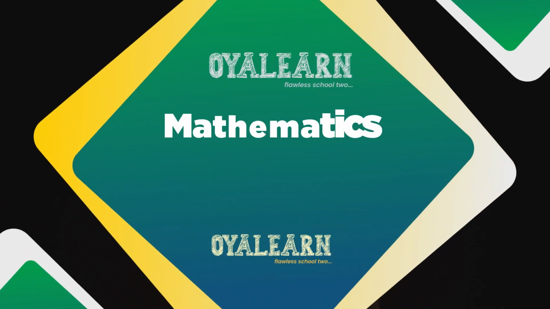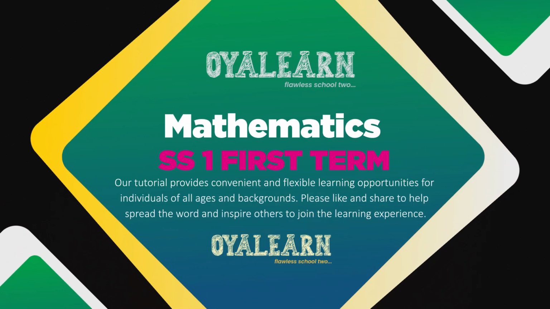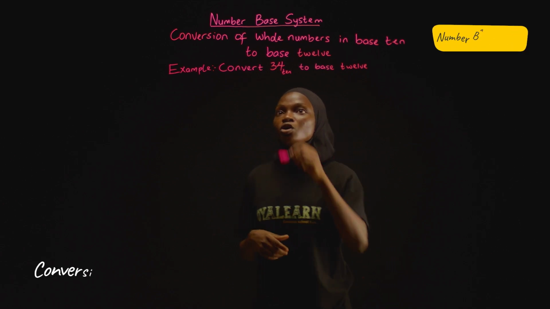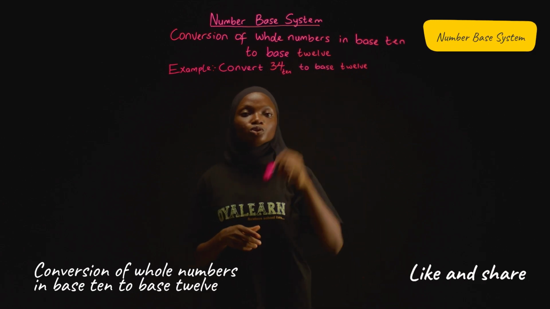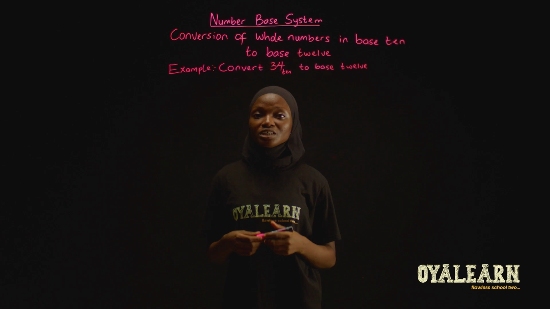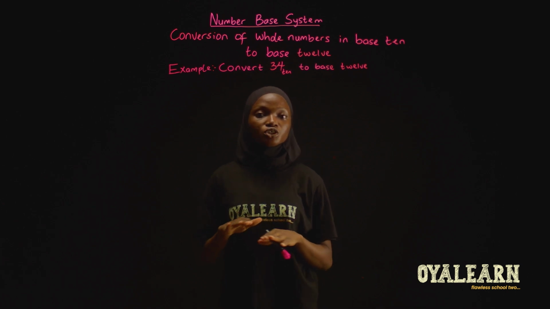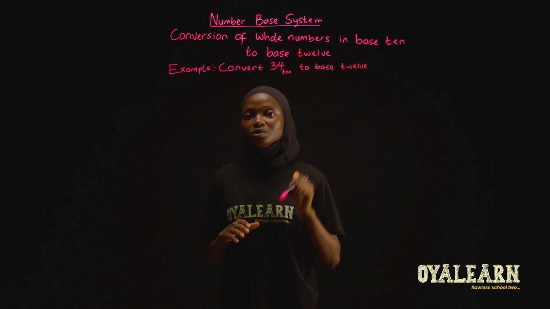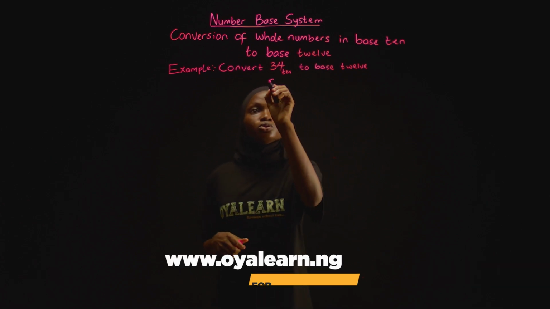Let's learn how to convert whole numbers in base 10 to base 12. Here is an example. Convert 34 base 10 to base 12. To do this, we divide repeatedly by 12 until further division is no longer possible, then take the remainders upwards. Solution.